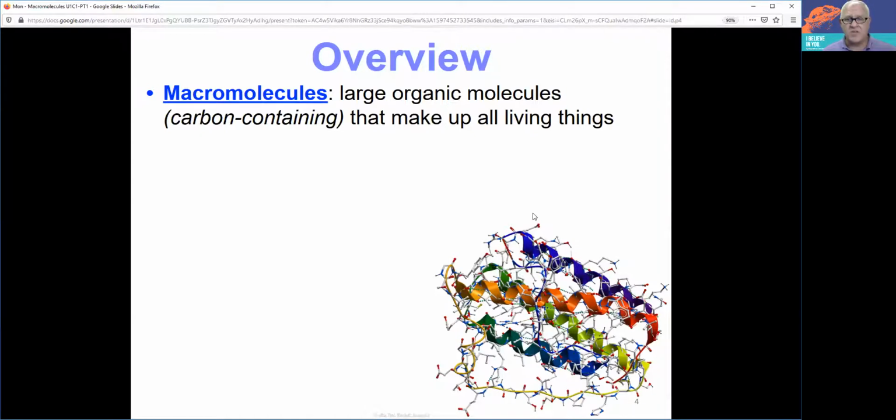So a macromolecule is a large organic molecule that makes up all living things. And whenever you hear the term organic, I want you to think carbon containing. So anything that we refer to as organic means it has carbon in it. Macromolecules are large organic molecules that make up all living things, and those macromolecules are carbohydrates, lipids, proteins, and nucleic acids. I'm sure at least 2 of those you're already familiar with: carbohydrates and proteins, because those are part of the foods that you eat.